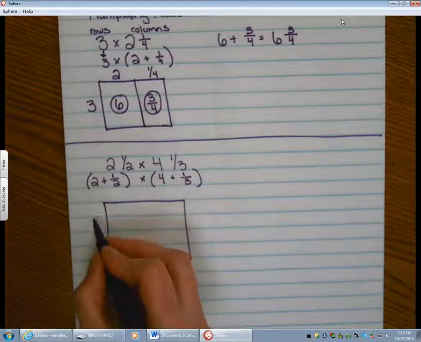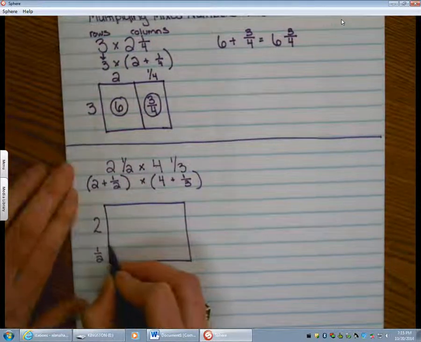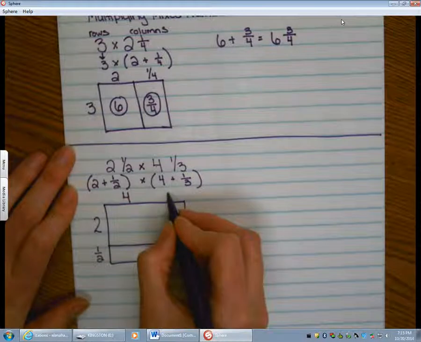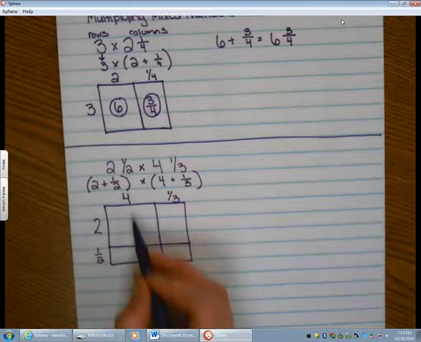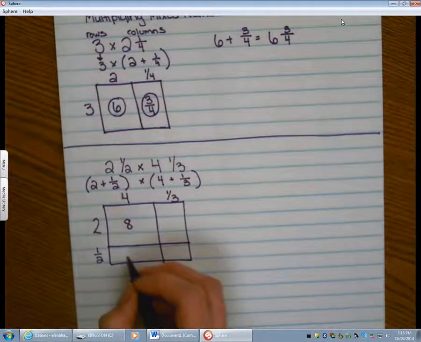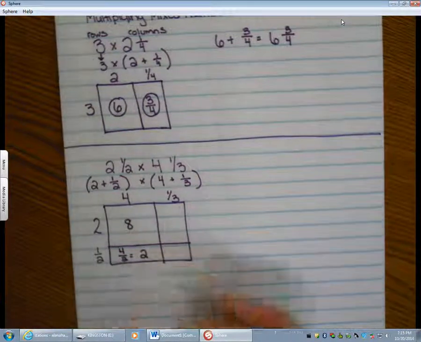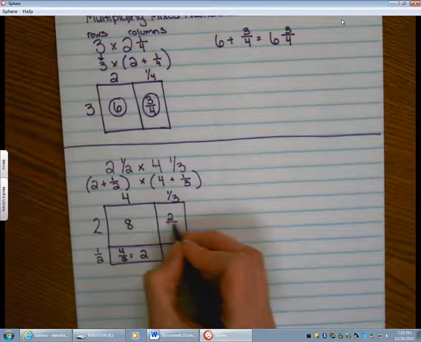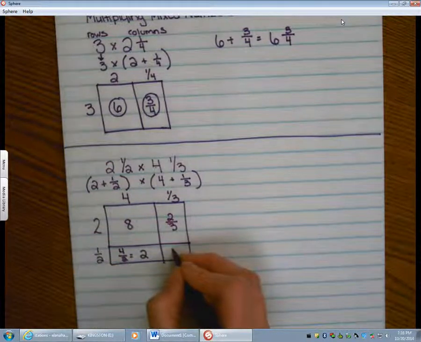So I'm going to separate this into 2 wholes and 1/2, and I'm going to separate the top into my 4 wholes and my 1/3. Again, I'm going to multiply, just like an array. 4 times 2 equals 8. 4 times 1/2 would be 4 halves, which we know is equal to 2. 2 times 1/3 is 2/3. And 1/2 times 1/3 is going to give me 1/6.